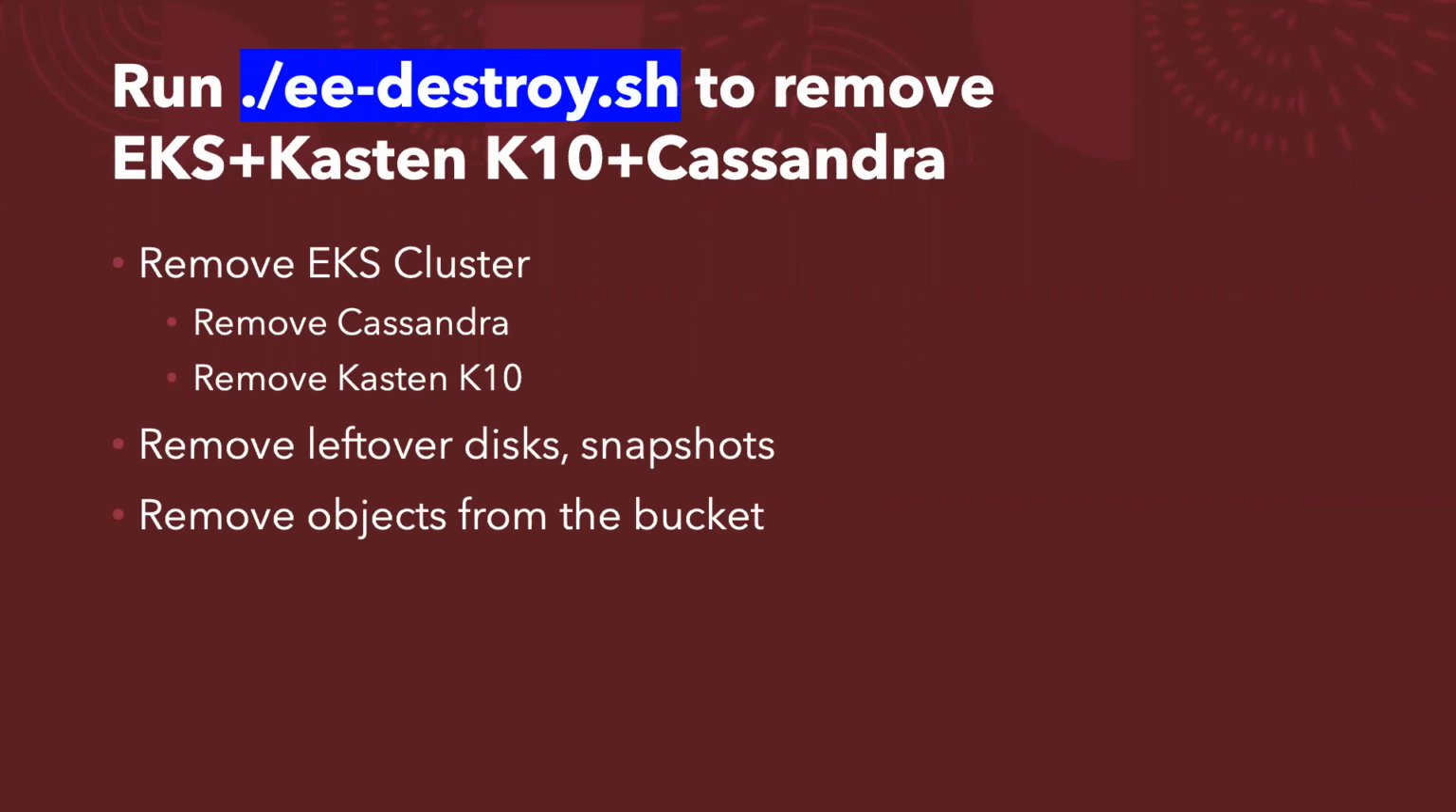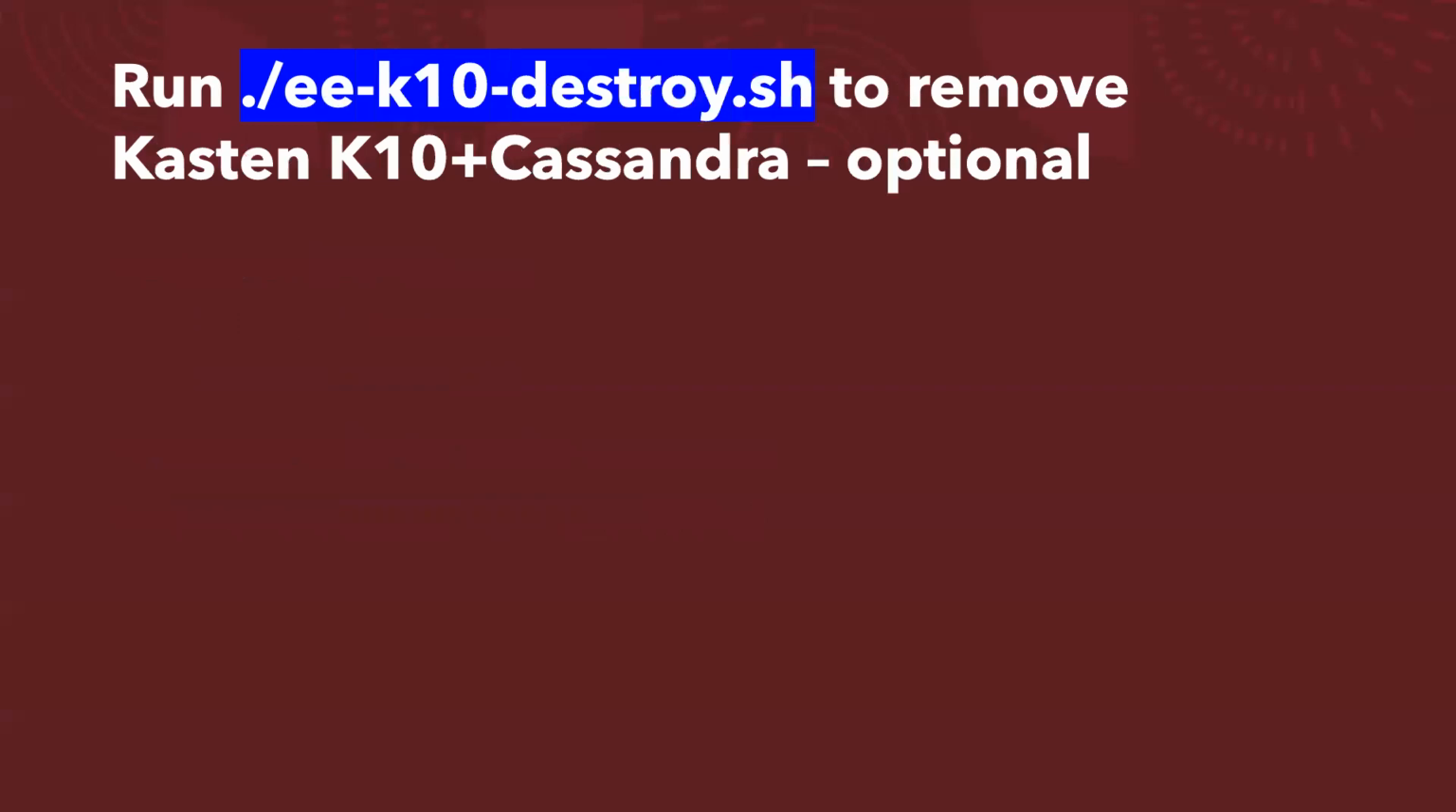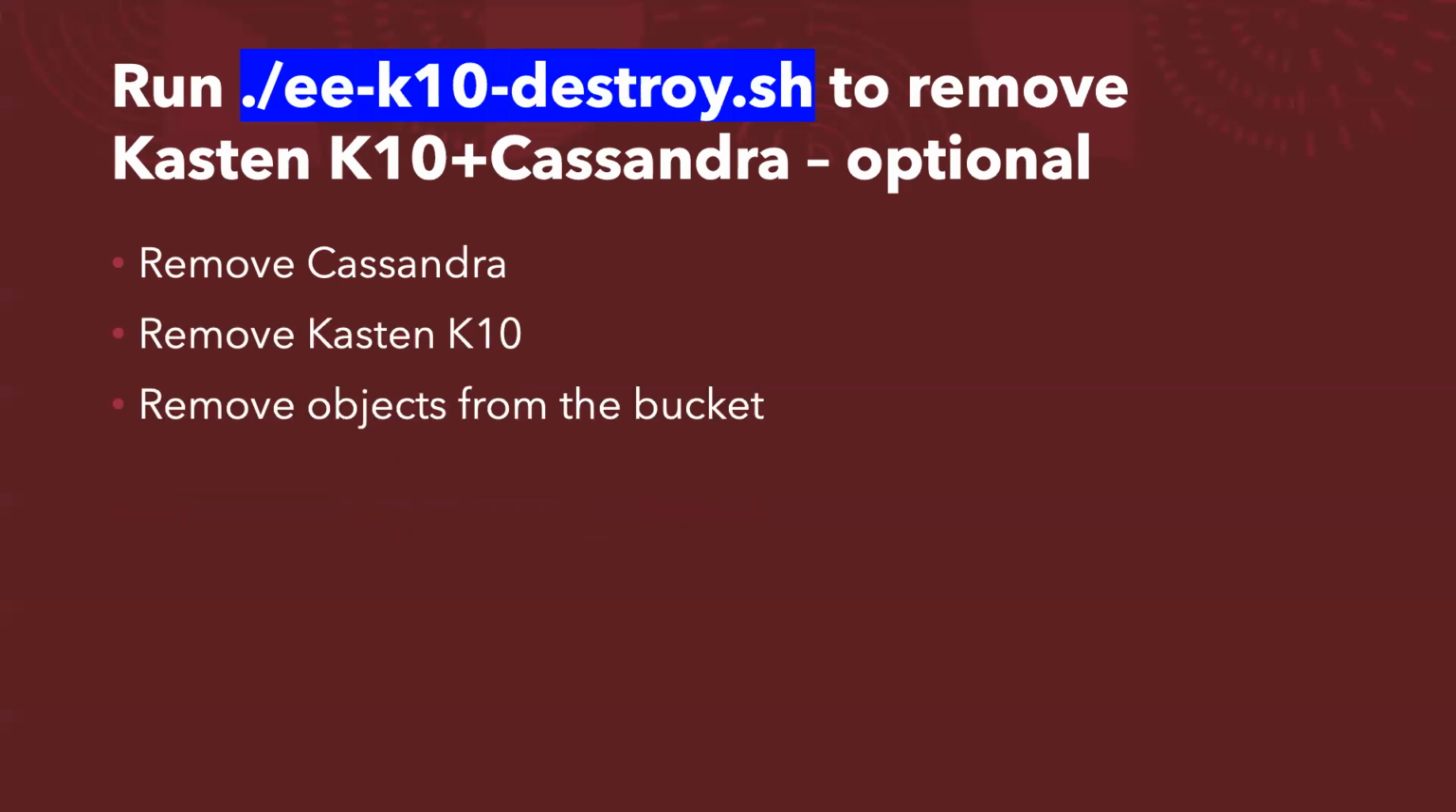That basically covers how to automate the deployment of Kasten K10, of the EKS cluster, and also the Cassandra sample database, and how to destroy the whole environment. Optionally, remember, optionally, if you choose to, you can run ee-k10-destroy. It will just remove Kasten K10, just remove the Cassandra database. In this case, if you want to try again, to see how Kasten works, how quickly you can deploy to a running EKS cluster, this is a script for you.